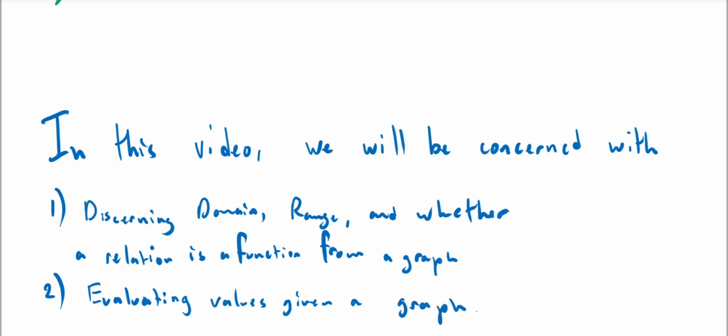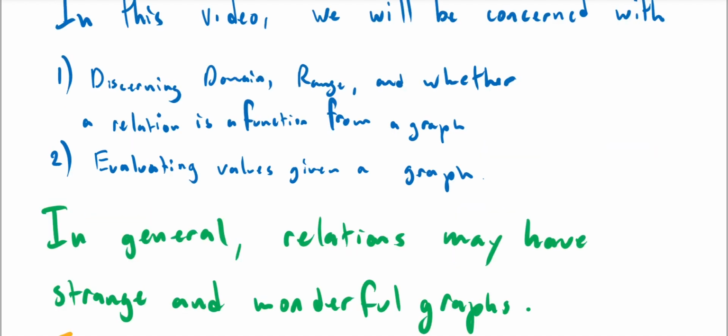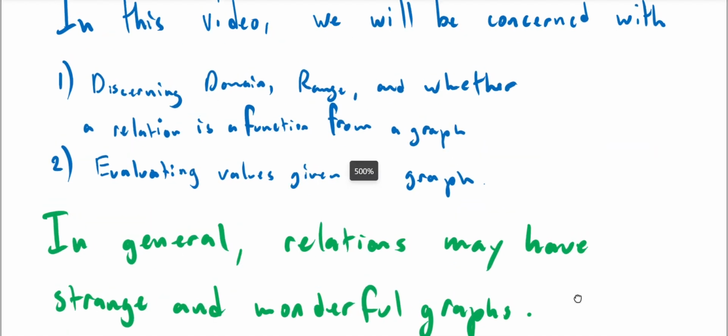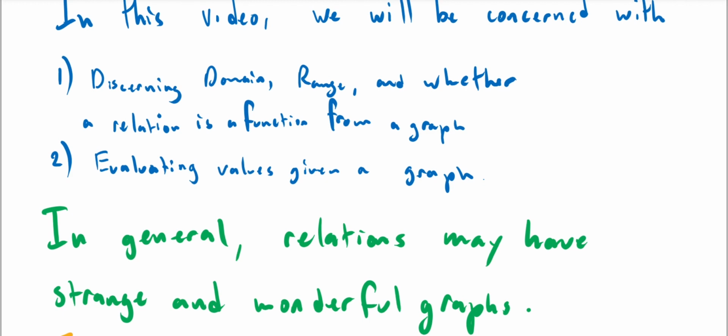So in this video, we're going to go a little bit more deeply into the graphs of relations and functions. We're going to be principally concerned with two main things. Number one, analyzing the graph to discern domain, range, and whether or not a relation is in fact a function from the graph alone. And then we're also going to want to see how to evaluate functions and relations for given values just using the graph. Now, relations are very general objects, and as such, their depictions can be strange and wonderful.